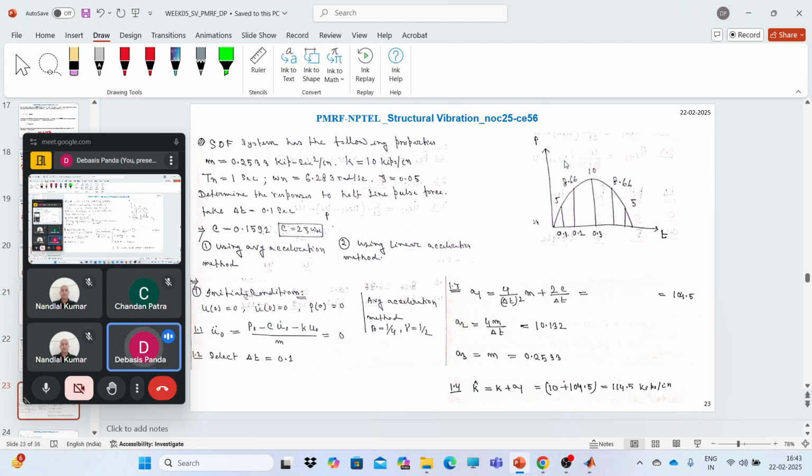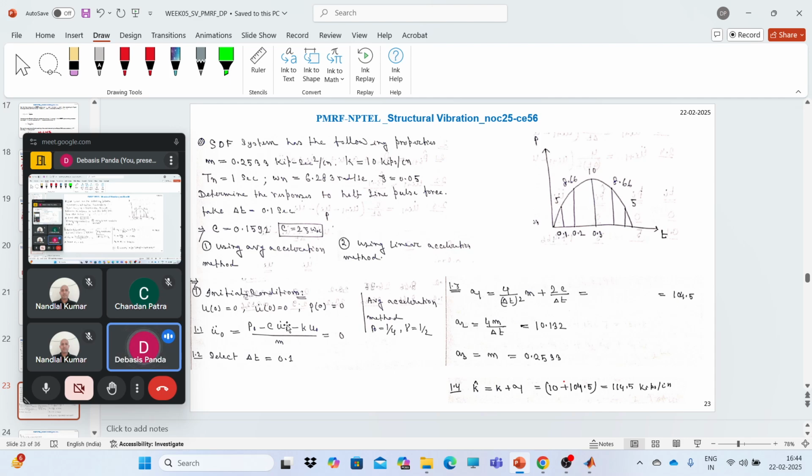At t equals to this second, the magnitude of force is this. At t equals to 2 second, the magnitude of force is this. At t equals to 5 second, the magnitude of force is this. Okay. So for 0.1 second, if I want to calculate for the system, the mass is given, the time period is given, omega is given, and all are in kips, that means FPS units. Not an issue. So first we need to calculate the c, because initially when we want to calculate the acceleration at time point i equals to 0, we need the value of the damping coefficient.